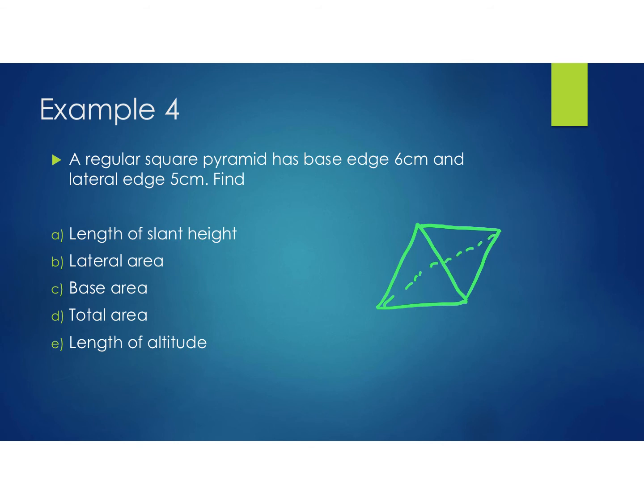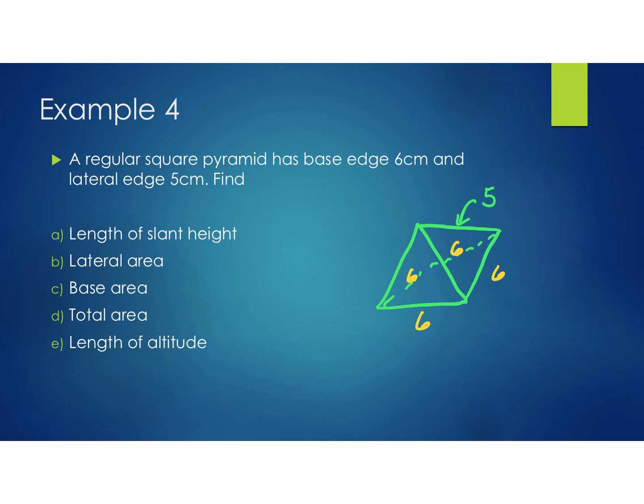So I've got a square pyramid, and it says all of the base edges are 6 centimeters. So all these edges down here on my square base are going to be 6. Then it says it has a lateral edge of 5 centimeters. So that lateral edge they're referring to is this edge right here.